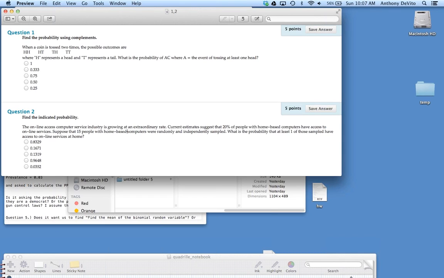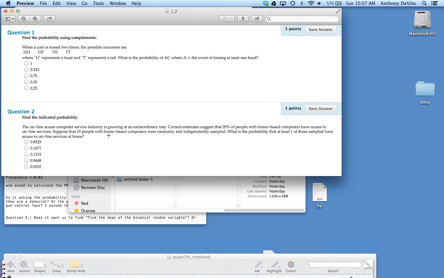Finding the indicated probability: 20% of people with home-based computers have access to online service. 15 people with home computers are randomly and independently sampled. What is the probability that at least one of those sampled has access to online services? Okay, so we have 20% of the people, right? And we're going to sample 15.